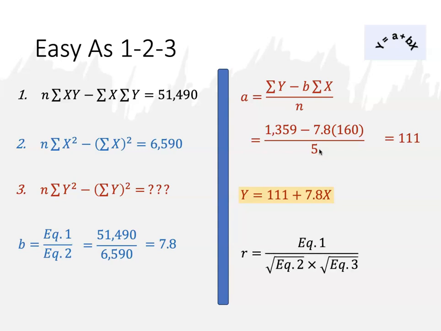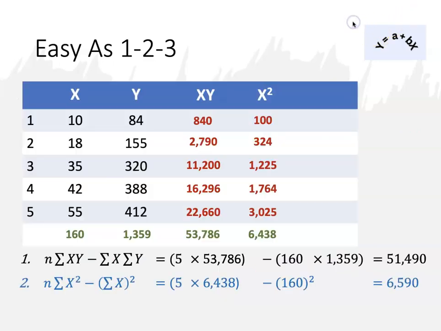Now for r, we need equation 1, 2, and 3. So far, we only have equation 1 and equation 2. Remember when you're doing this, just put brackets for the denominator. It really helps. But let's do equation 3. So we're going back to our table. Equation 3 is n times the summation of y squared. So we need the figures for y squared.